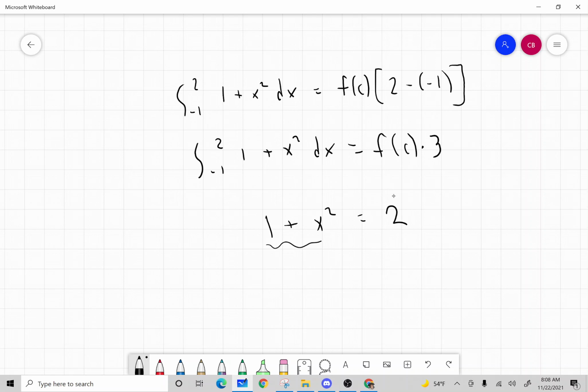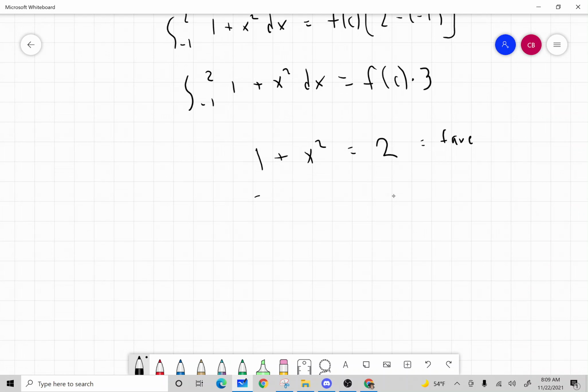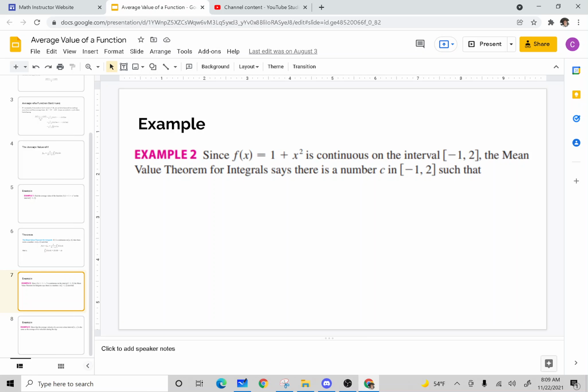This is your f of c. It's equal to the average value, the f average. And so if we want to solve this, we can just subtract the 1. We have x squared is equal to 1, or x is equal to plus or minus 1. Now, there are two values that work for this, because they both lie in the interval. And so you can see that, yes, the mean value theorem does hold true here. Okay, so that's that one.